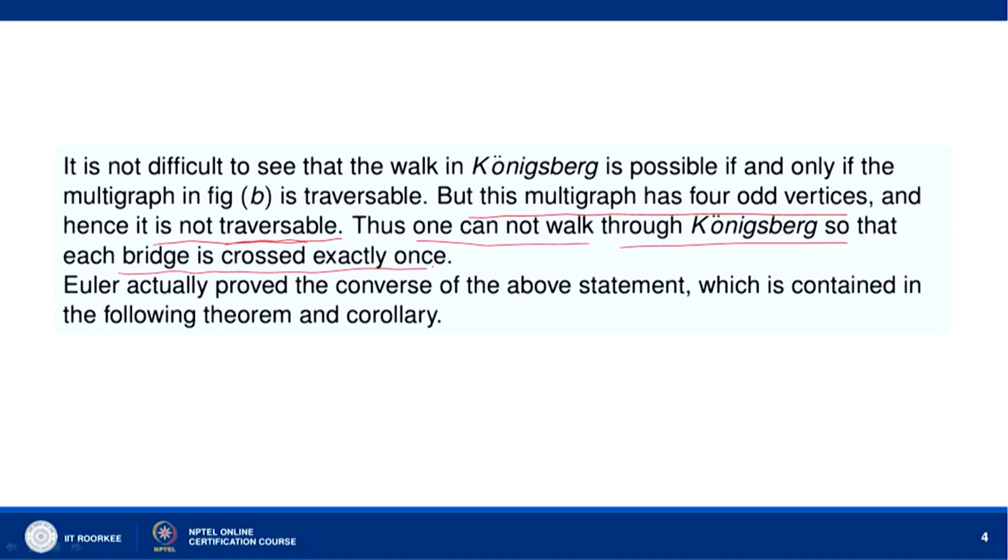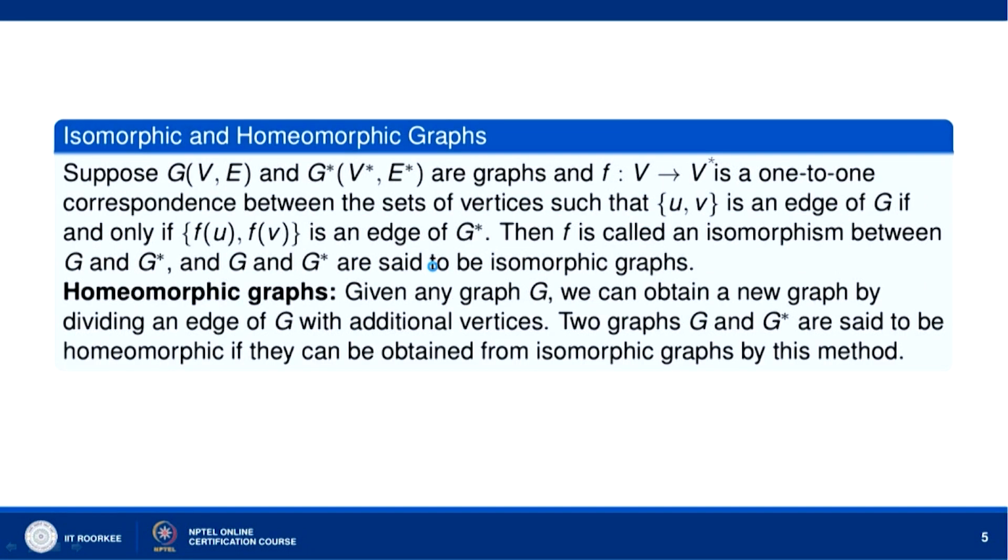Now, isomorphic and homeomorphic graphs. Suppose G(V, E) and G*(V*, E*) are graphs, and f is a one-one mapping from V to V* between the sets of vertices V and V*, such that uv is an edge of G if and only if f(u)f(v) is an edge of G*. Then f is called an isomorphism between G and G*, and G and G* are called isomorphic graphs. Let us also see the definition of homeomorphic graphs.